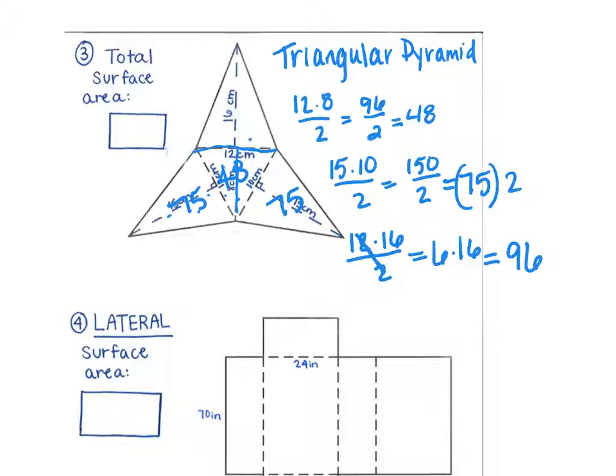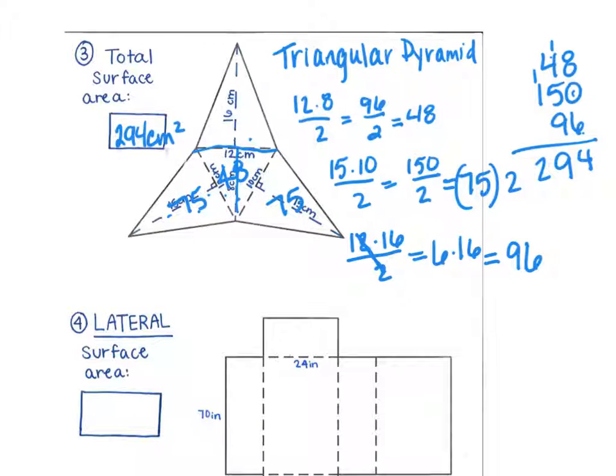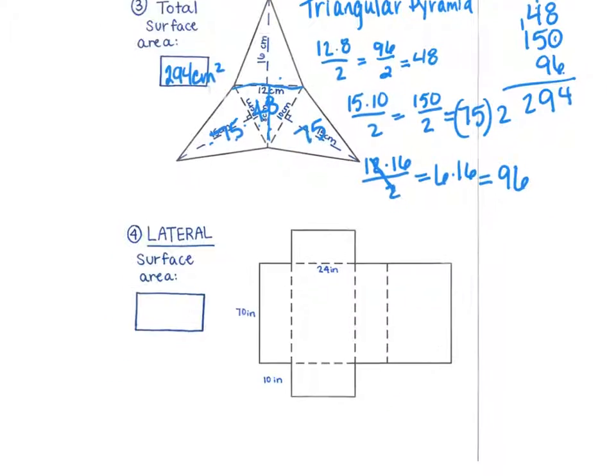Okay, so I'm going to add all those together. I'm going to say 48 plus 75 times 2, which is 150, and then 96. And I got 294 centimeters squared.